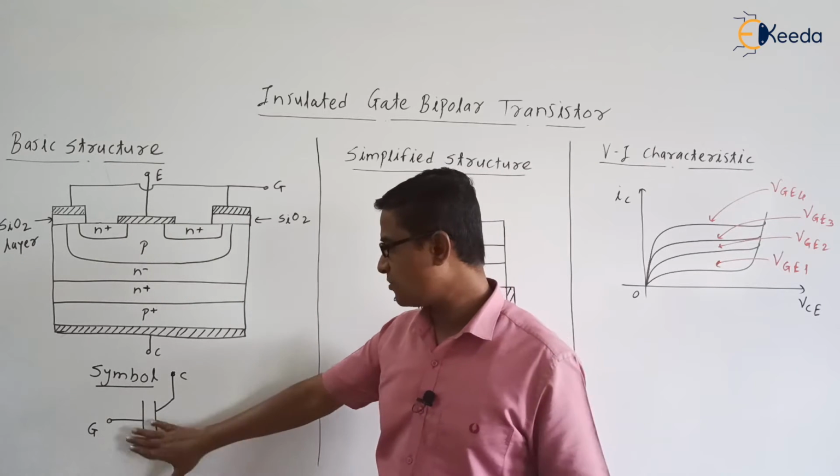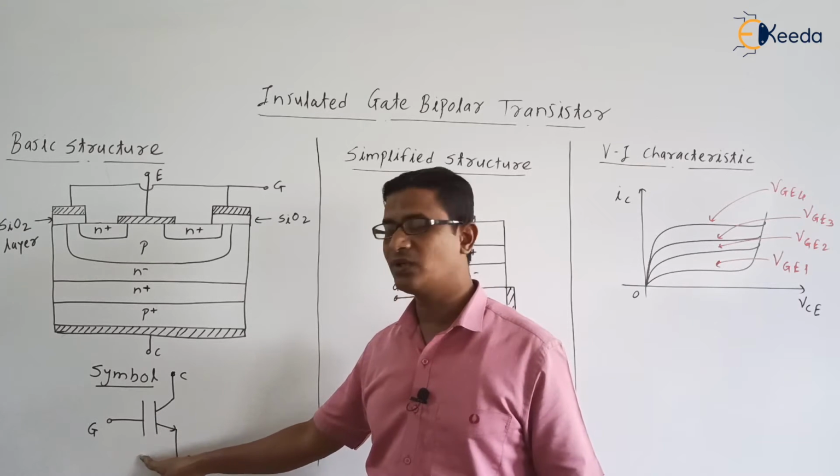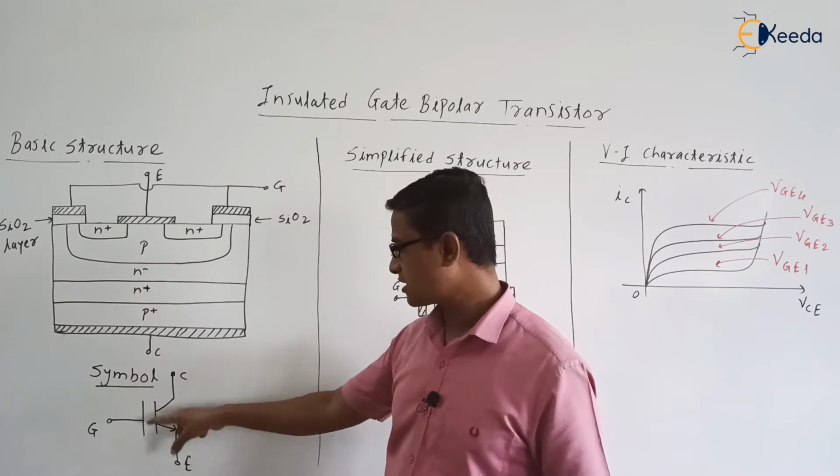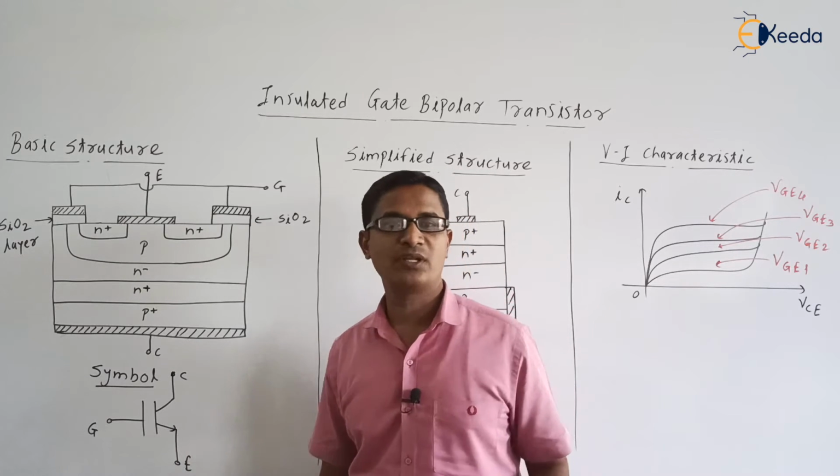The symbol of the IGBT: it is a three terminal device. At the gate terminal a SiO2 layer is present, and the remaining structure is the same as that of the transistor. So that's why it is an insulated gate bipolar transistor.